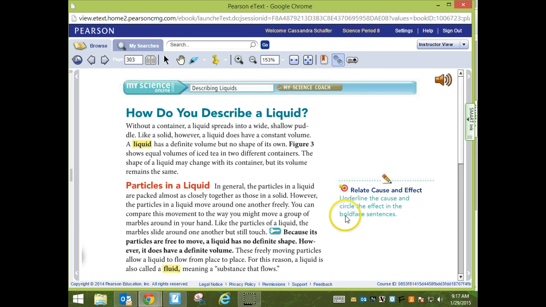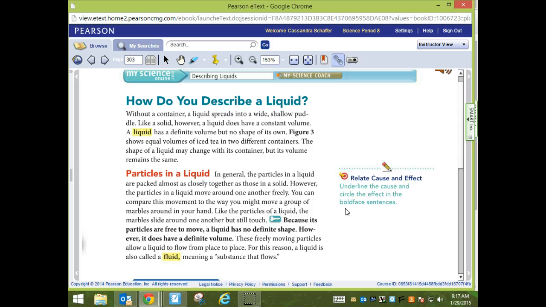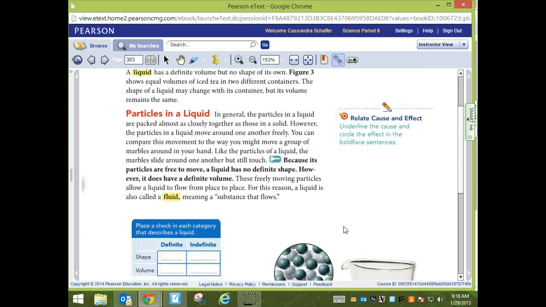So let's start off talking about a liquid. How do you describe a liquid? Without a container, a liquid spreads into a wide, shallow puddle. Like a solid, however, a liquid does have a constant volume. A liquid has a definite volume, but no shape of its own. Figure 3 shows equal volumes of iced tea in two different containers. The shape of a liquid may change with its container, but its volume remains the same.